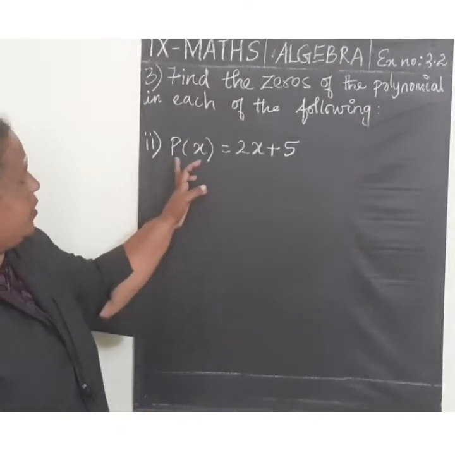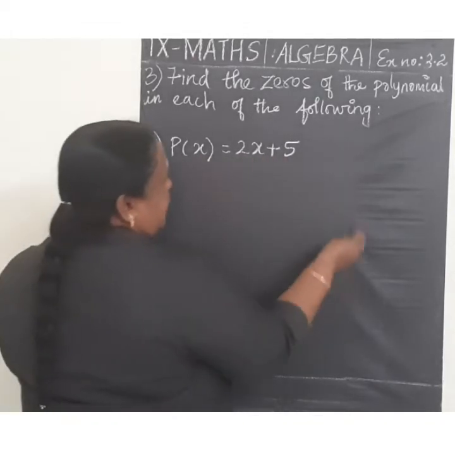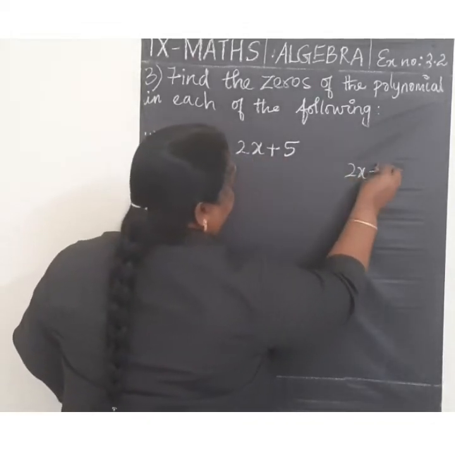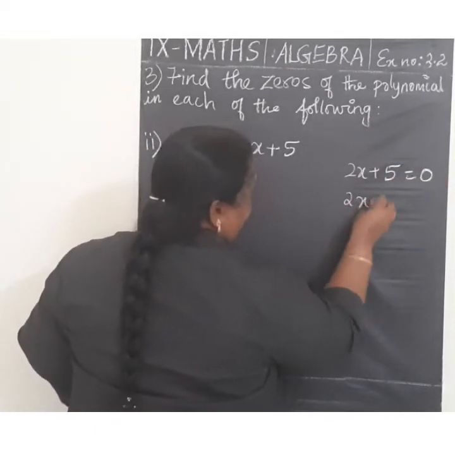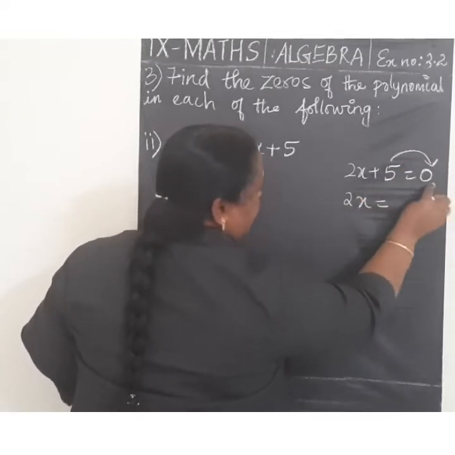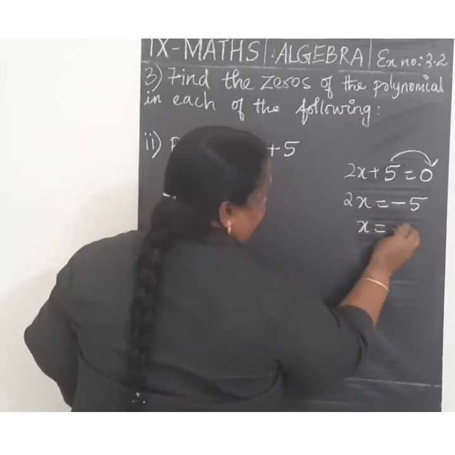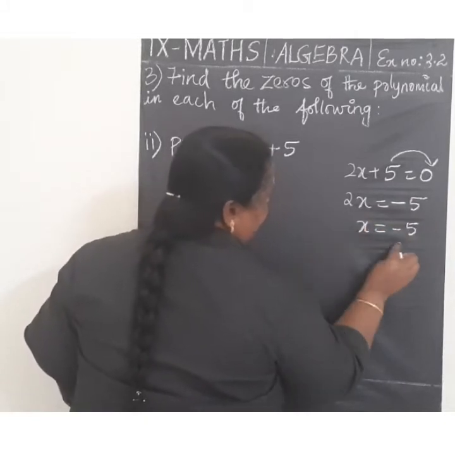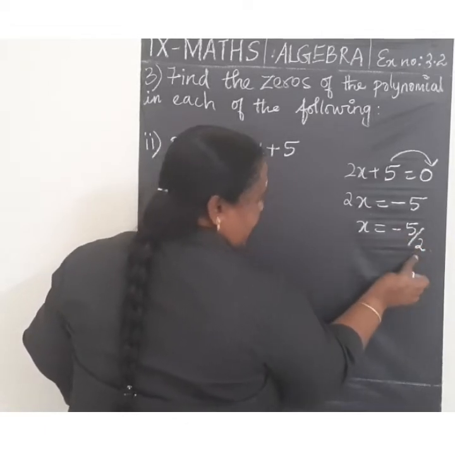Second subdivision, P of x is equal to 2x plus 5. So first we have to take this expression, 2x plus 5 equal to 0. So 2x, bring this 5 to this side first. When you bring it to this side, it will become minus 5. So 2x is equal to minus 5. Bring this 2 to the other side, it will become the denominator. So my x is equal to minus 5 by 2.